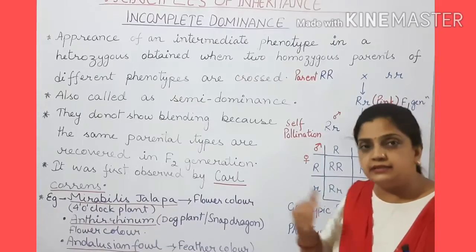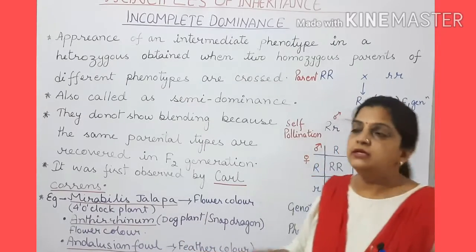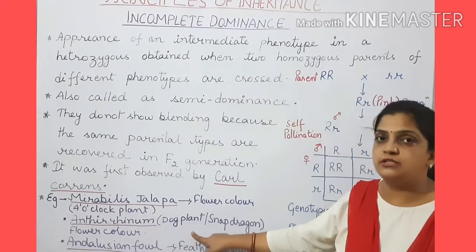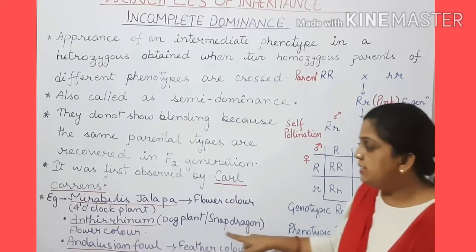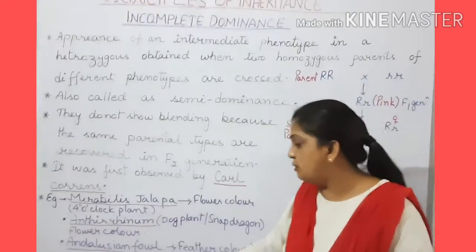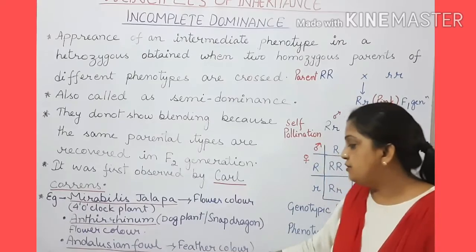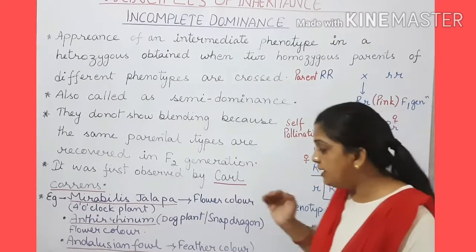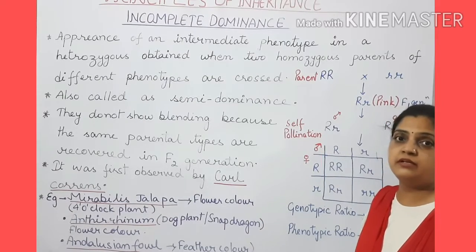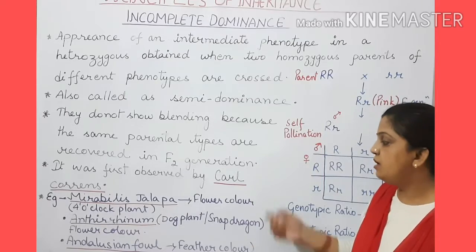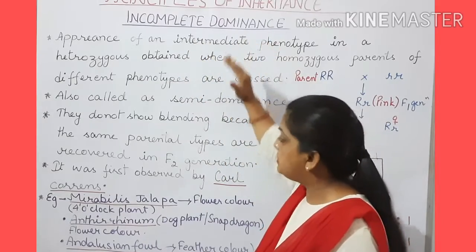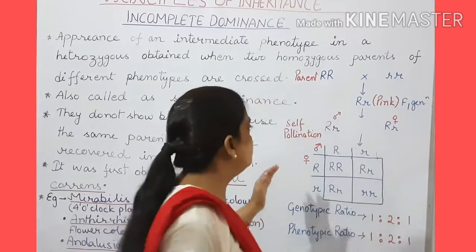Besides this, other scientists have also worked on incomplete dominance. They worked on Antirrhinum, which is also called dog flower or snapdragon, and they also worked on flower color. The next example is the Andalusian fowl, where the character taken was feather color. All these examples are mentioned in your NCERT book, and examples are very important, and different questions are asked on them. So all these examples were taken to explain the concept of incomplete dominance. The theory part I have explained. Now moving to the chart part.